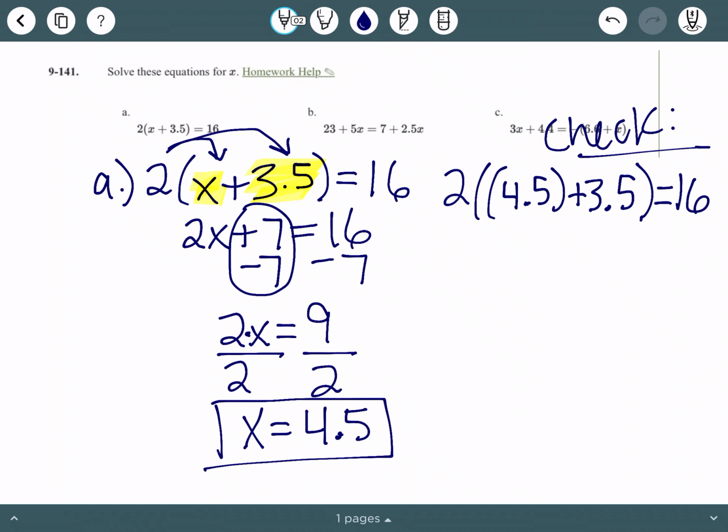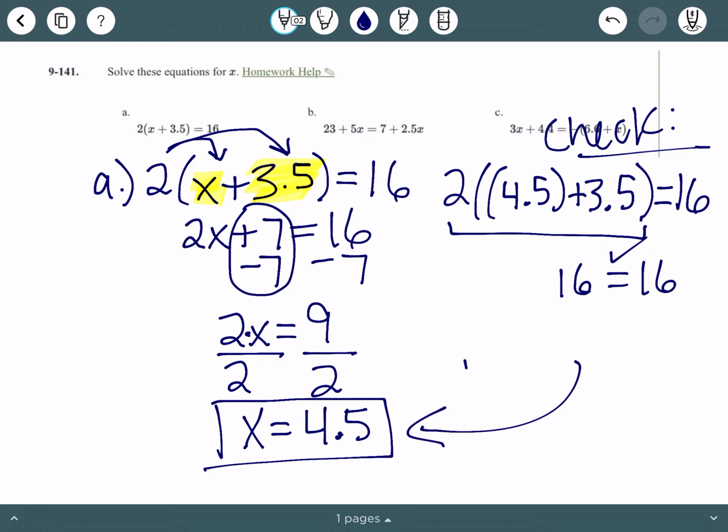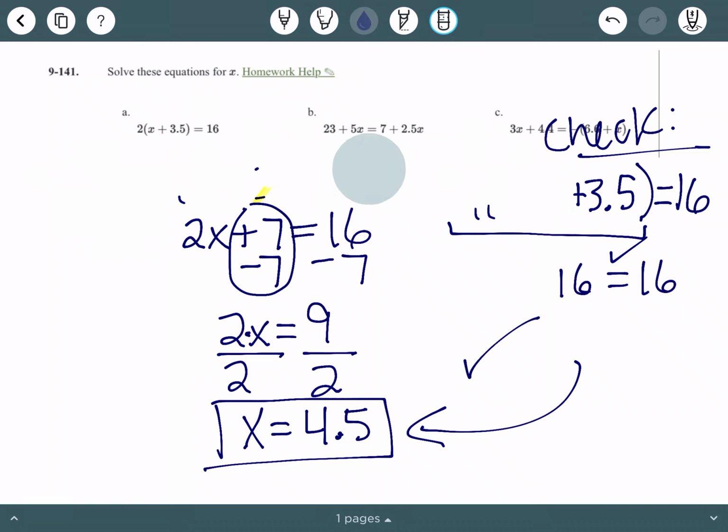And when you put that into the calculator, if you want to try it in your brain, that's great. But when you put that into your calculator, you should end up with 16 equals 16. And we would say, yeah, that is definitely true. 16 is equal to 16, so that must mean our solution is correct. Again, you do not have to do the check, but it's been a while since we've done it, so I just wanted to make sure you remembered how to do the check.